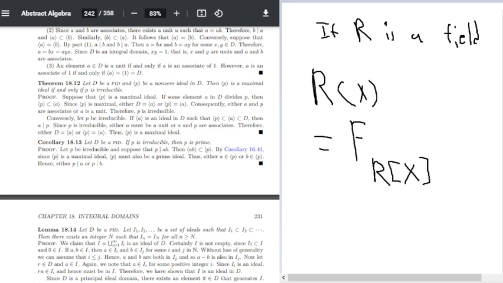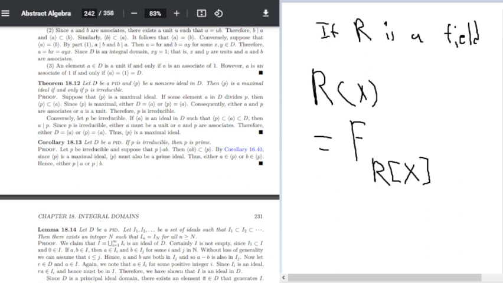Since P is irreducible, either A must be a unit or A and P are associates. Therefore, either D is equal to the principal ideal generated by A, or the principal ideal generated by P is equal to the principal ideal generated by A. Thus, the principal ideal generated by P is a maximal ideal.